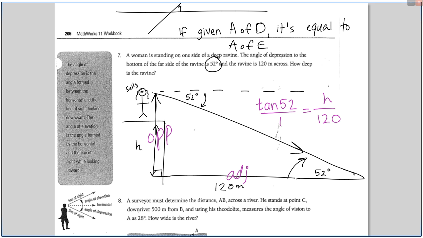Okay, in this case we times. Tan 52 times 120 divided by 1. So just tan 52 times 120, I'm getting 153.59. And this is meters. Okay?